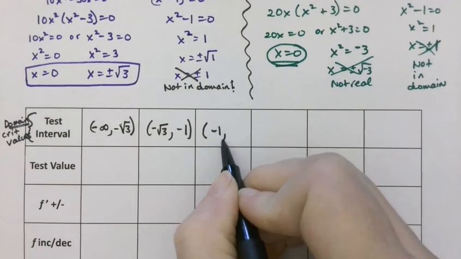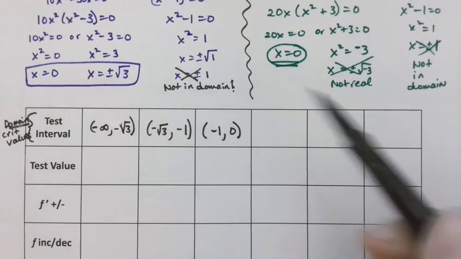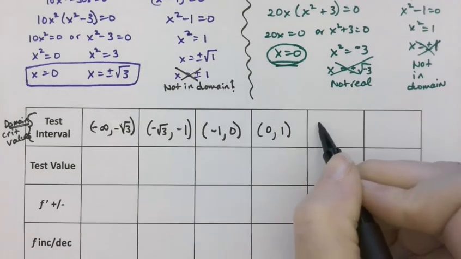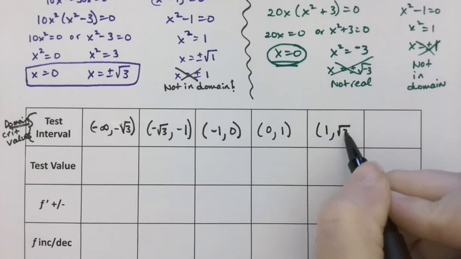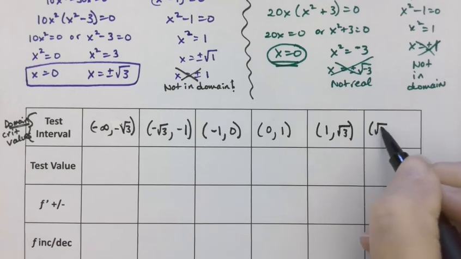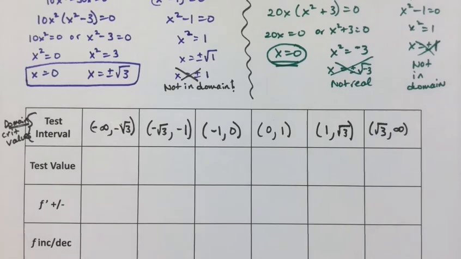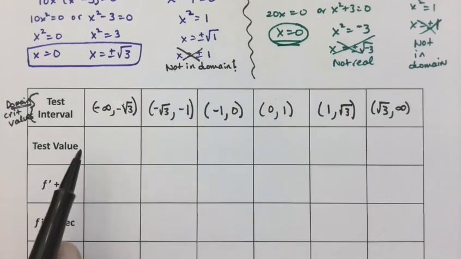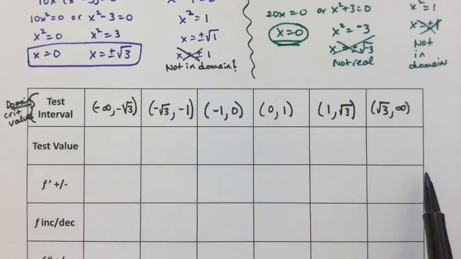Then I'm going to go from negative 1 to 0, right, my next critical value. Then I'm going to go from 0 to 1, right. Then I'm going to go from 1 to the square root of 3, and then from the square root of 3 to infinity. There are my intervals. Now I need a number in every single one of these areas.